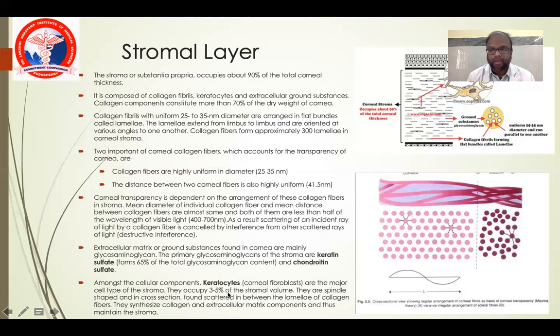Now, the third component of the stroma is the keratocytes or the corneal fibroblasts. These are the major cell types of the stroma, and they occupy 3 to 5% of the stromal volume. They are spindle in shape, like they are long. If you see here, they are spindle in shape in cross section. They are scattered in between the lamellae. They are not within the lamellae, they are in between the lamellae. They synthesize collagen and extracellular components, and thus they maintain the stromal transparency. So these keratocytes are responsible for synthesis of both the collagen and the extracellular matrix.